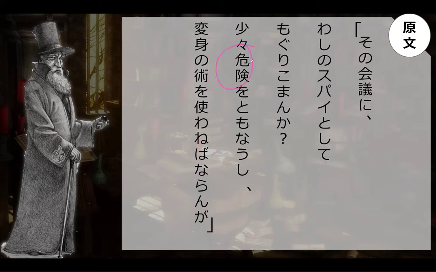How do you read this word? Kiken. Perfect. Now you get to go read it from the beginning. Sono kaigi ni. Kai, right? Sono kaigi ni.